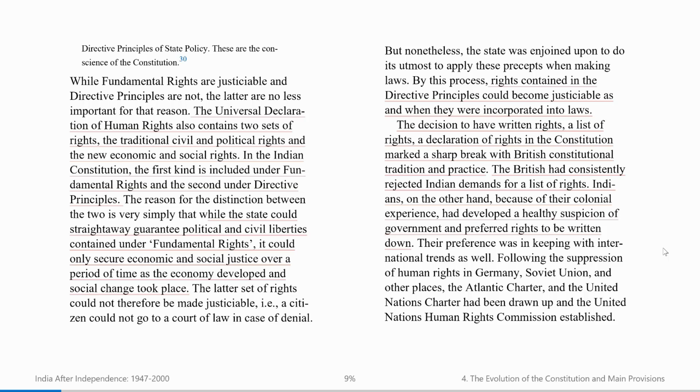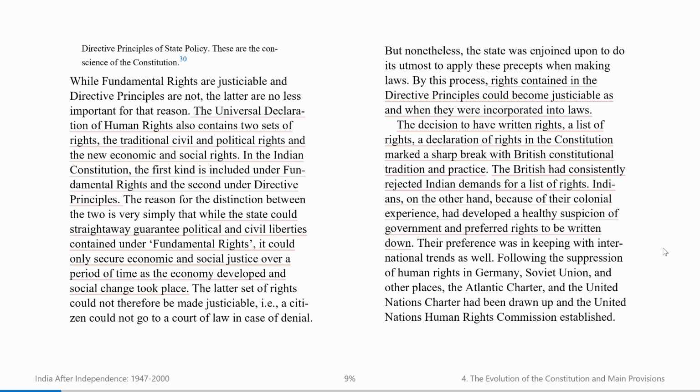And the distinction is very simple. Why? Because the state could straight away guarantee political and civil rights. It could only ensure economic and social justice over a period of time, as the economy is developed and social change has taken place. Right?